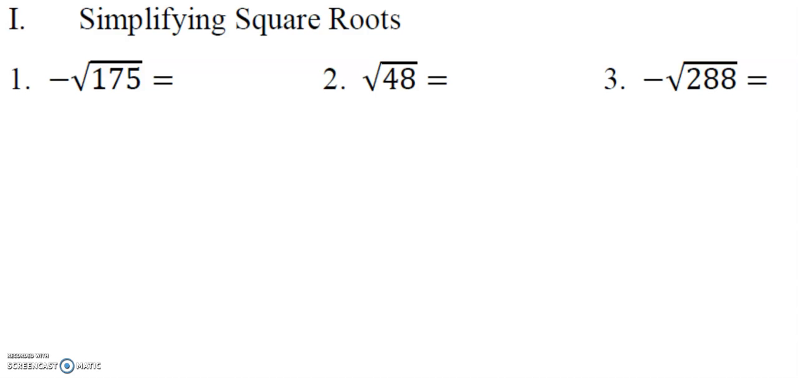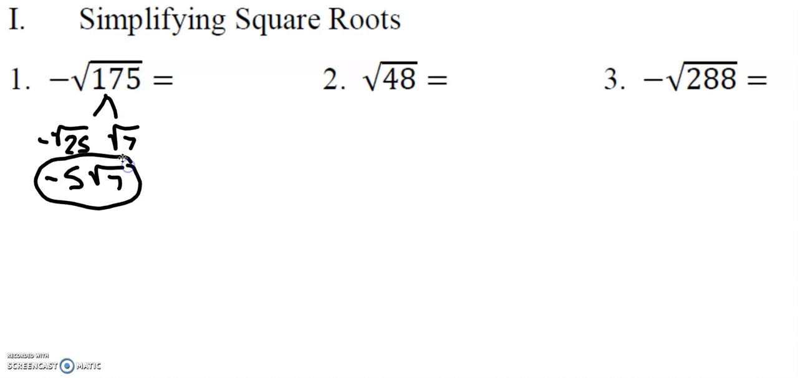So if we look at question number 1, we have negative square root of 175. So we'll look at 175 and we want to determine what is the largest perfect square that divides evenly into 175. And it's 25. So I'm going to split this into the negative root of 25 times the root of 7. And I pick those numbers because 25 times 7 is 175. Then you do the root that you know is a perfect square, so that would be 25. So the square root of 25 is 5, so I'm going to have negative 5 root 7, and that is the answer to that first question.